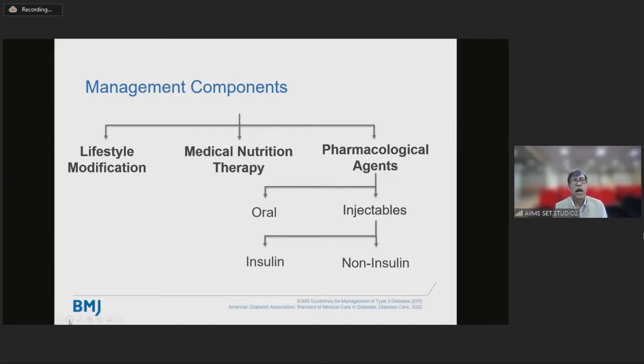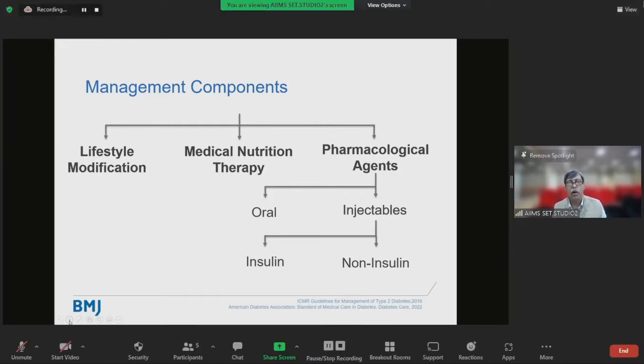Shifting now to management. Now that we know what our targets are, management is lifestyle, medical nutrition therapy, and pharmacological agents, which could be oral or injectables, and injectables could be insulin or non-insulin. What are the goals of lifestyle modification? They are achieving and maintaining body weight goals, attaining individualized glycemic, blood pressure and lipid goals.